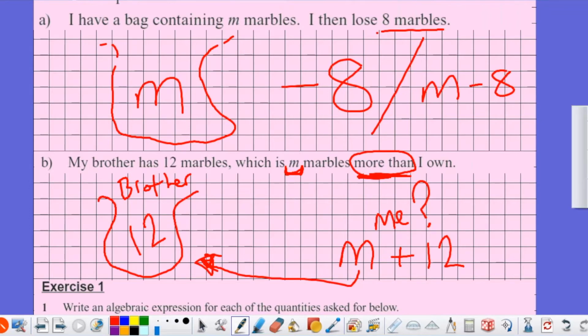So if we try and think about that, let's say that I own 7 marbles, so m equals 7. How many marbles does my brother have? If my brother has 12 marbles more than I do, if I add 12 there, he will have 19 and I will have 7. So m plus 12.